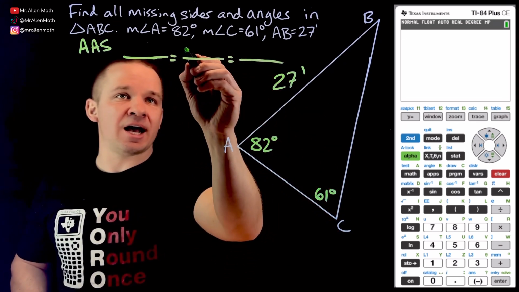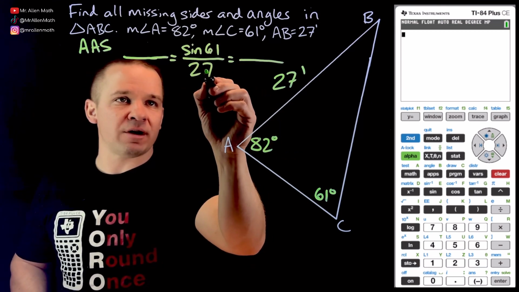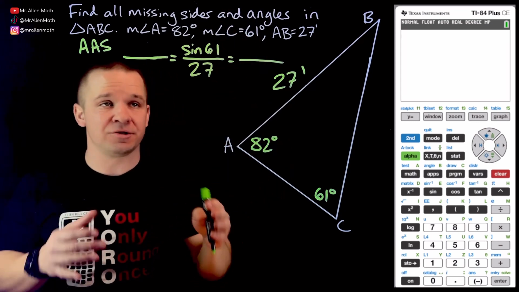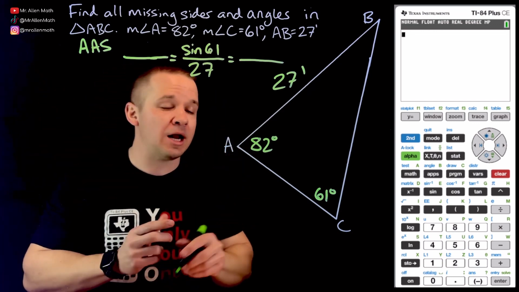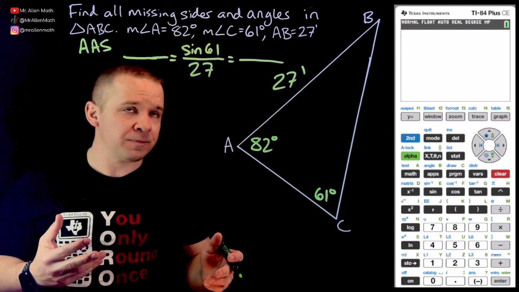So when I set this all up, a fraction equals a fraction equals a fraction, I will have the sine, we can do sine in the numerator, of 61 over 27. I've also seen people flip it and do 27 over sine of 61. It doesn't matter as long as you're consistent with the other two ratios that make up this super proportion, as I like to call it. I don't know if that's the official term, but I'm going to call it that.